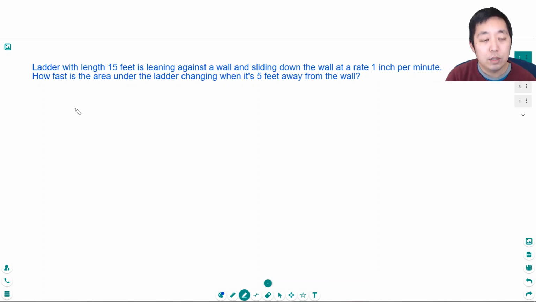So I have a ladder with length 15 feet leaning against the wall and it's sliding down the wall at a rate of 1 inch per minute. How fast is the area under the ladder changing when it's 5 feet away from the wall?